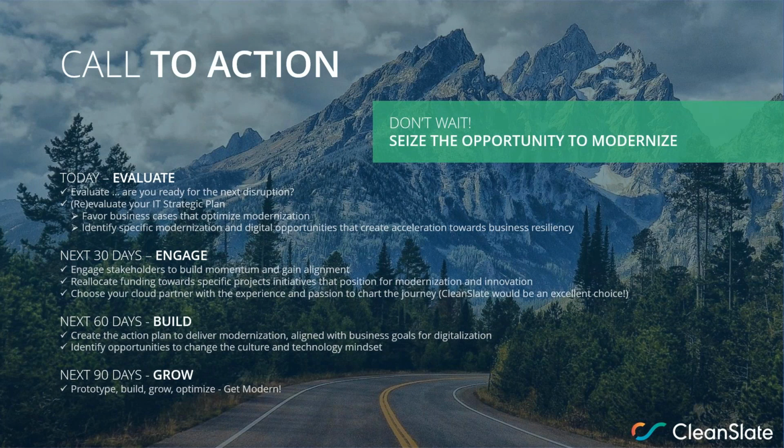So our plan, our call to action here today over the next 90 days starts with an evaluation. So again, we talked about some of those key questions. Are you ready? Are you prepared? Can you introduce new digital products? So the challenge here is to ask some of those key questions and reevaluate your strategic plan. And of course, with that reevaluation comes a shift to place a higher favor and a higher priority on those modernization efforts, and especially the ones that will create resiliency and new digital opportunities.